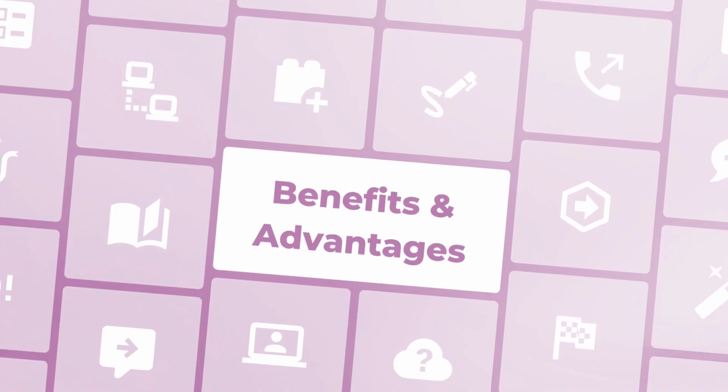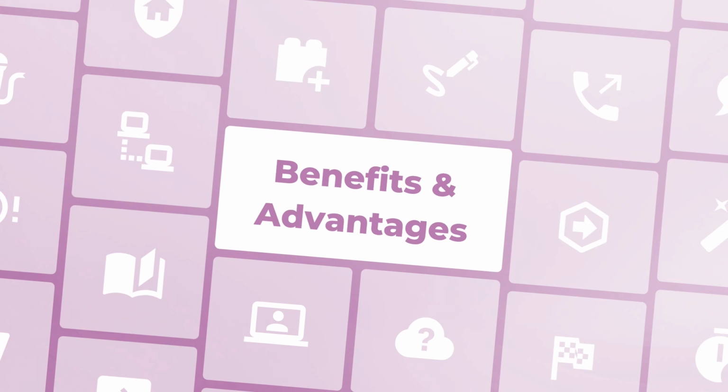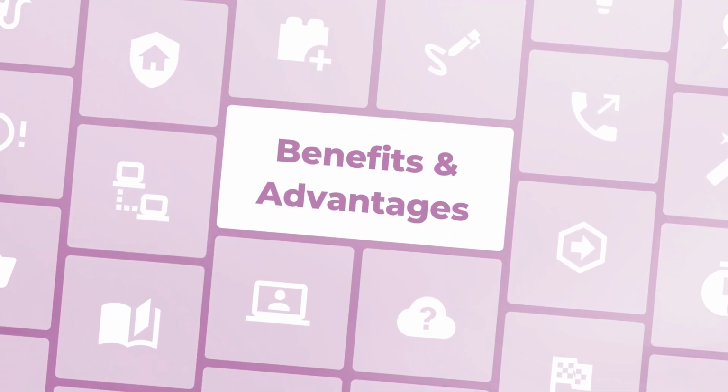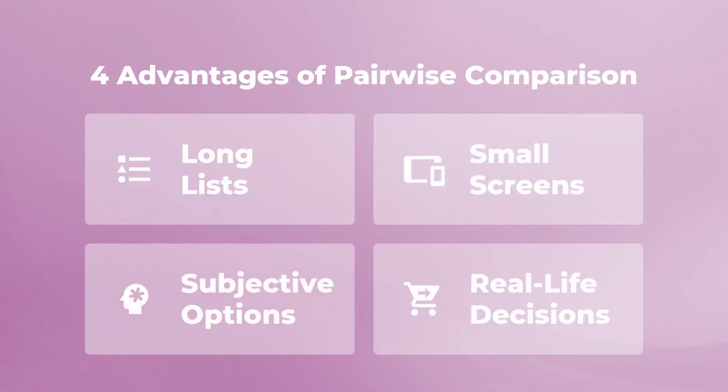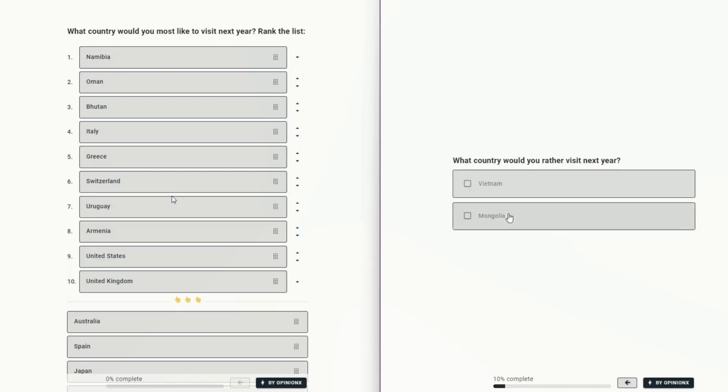So hopefully you've realized that it sounds a lot easier to get started than you expected, right? Well, if you're not already convinced, here are a couple of quick reasons why researchers love using pairwise comparison. First, it's great for ranking long lists. It's a lot easier to compare two things at a time instead of everything at once.